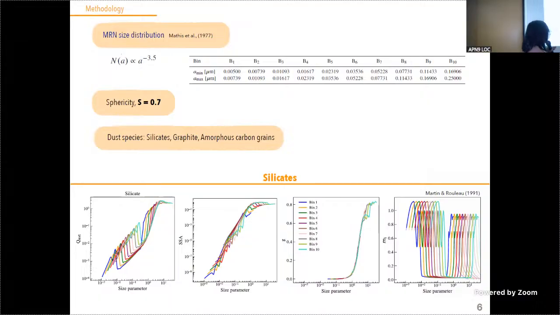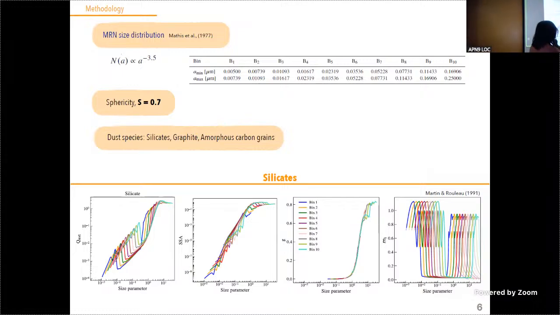So this is the first result for silicates, where we have plotted the extinction efficiency versus the size parameter, the single scattering albedo versus the size parameter, the asymmetry factor, and the imaginary part of the refractive index. I'm not sure if you can see, but the solid lines indicate the data that we can use with the database models.